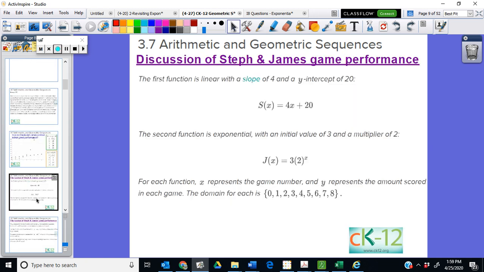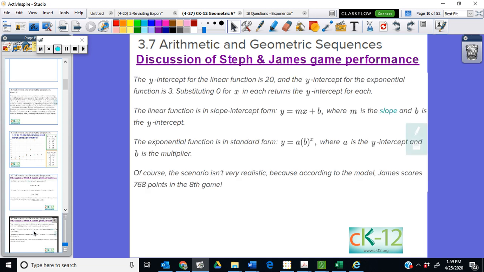The next couple slides just talk about where those equations are coming from, and then talk about the different y-intercepts, and also talk about a limit. Because at some point, James's scores are going to be out of hand and not really realistic. 8th game, 768 points. We know that is not possible in basketball.